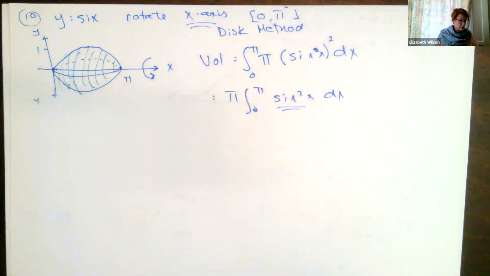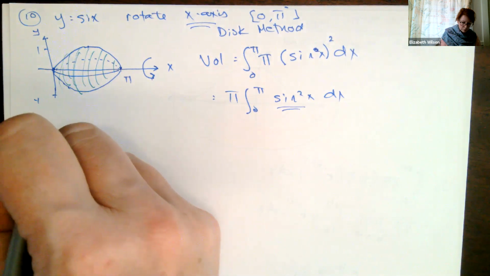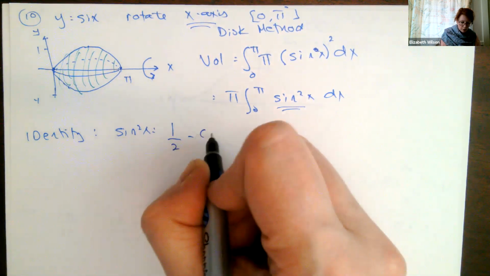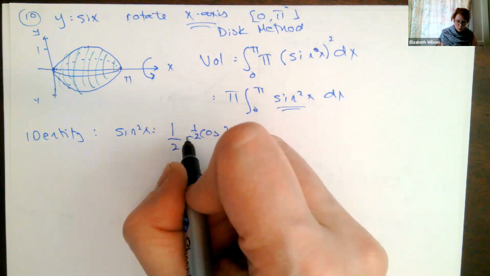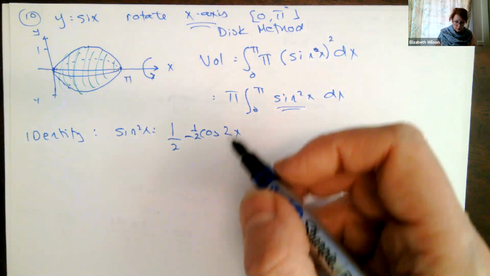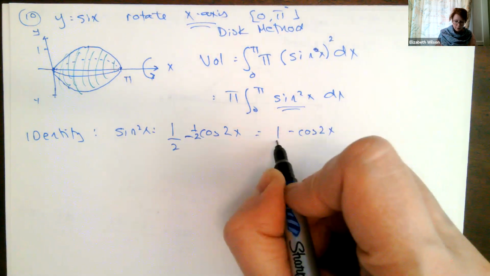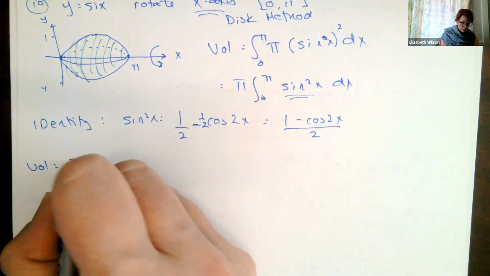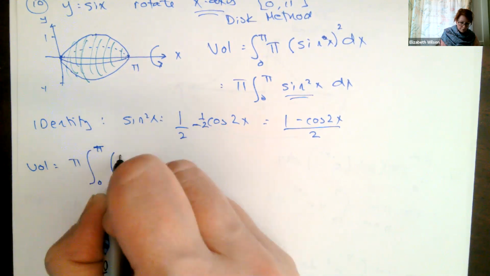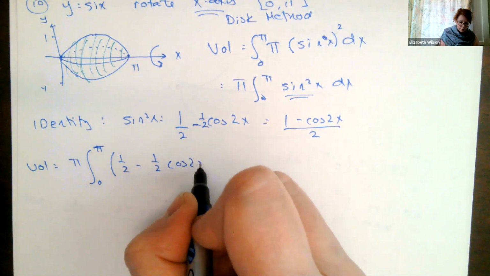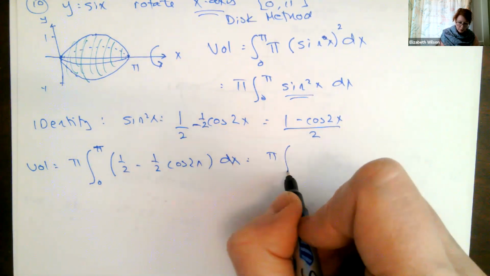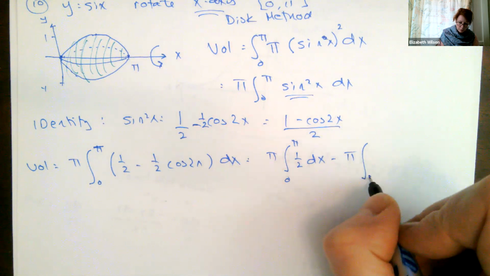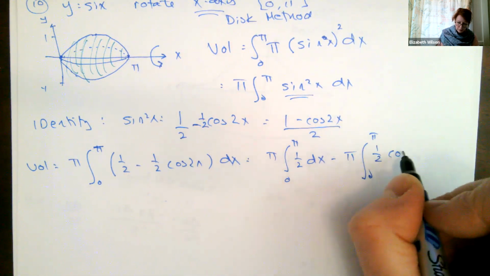To integrate this, I'm going to use an identity. My identity: sine squared of x is equal to 1 minus cosine of 2x, all divided by 2, right? So maybe you've seen it like this. Now you can do u substitution when you go to integrate it. So our volume is going to look like pi, 0 to pi, 1/2 minus 1/2 cosine of 2x dx, which is equal to pi times the integral from 0 to pi of 1/2 dx minus the integral from 0 to pi of 1/2 cosine of 2x dx.